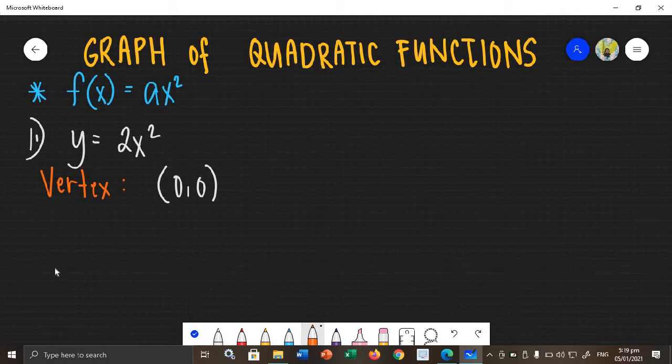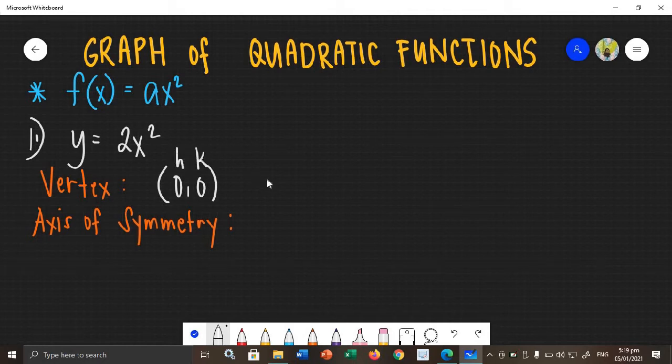And then, the axis of symmetry, the value of the axis of symmetry is identical to the value of the h in your vertex. Yung vertex nyo, we have h and k dyan. So, kung ano yung value ni h, yun yung value ng axis of symmetry mo. And axis of symmetry is represented by the variable x. So, we have x is equal to the value of your h, which is, in this example, 0. So yung axis of symmetry mo, x is equal to 0.